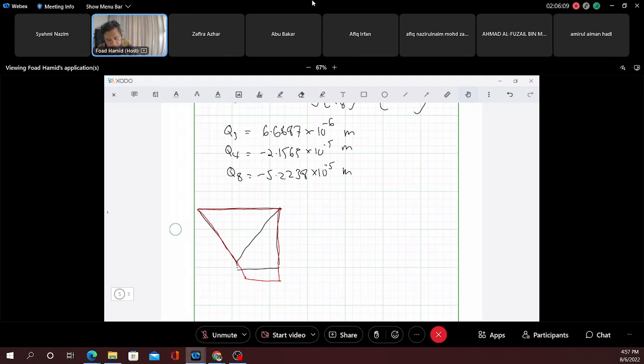So let me delete this and redraw this nicely. So this is the original 1, 2. This is Q3 and Q4. So Q3 moves to the right hand side, but Q4 is going downward, negative. So this is the shape, as we predicted before. So this is the solution.